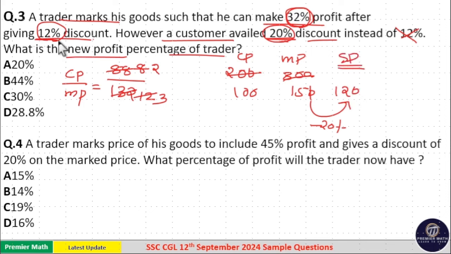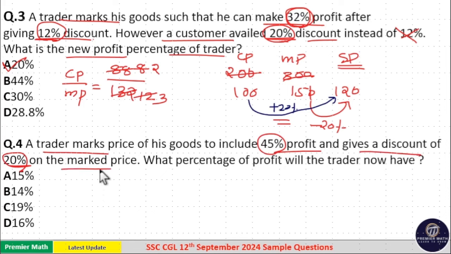So 120 means here profit is 100 plus 20, 120 is 20%. Option A is your answer. So profit is 20%. Next is a trader marks his price of his good to include 45% profit and gives a discount of 20% on the marked price. What percentage of profit will the trader now have?